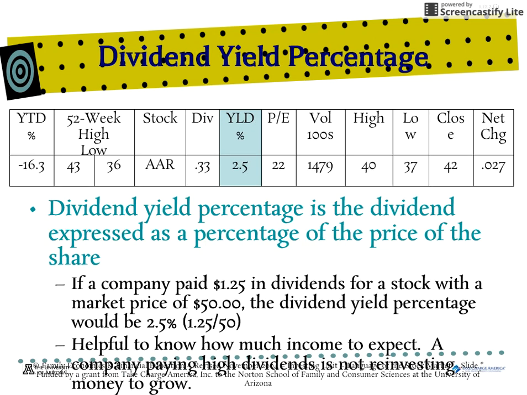Next one is dividend yield percentage. Dividend yield percentage is the dividend expressed as a percentage of the price of the share. If a company has paid $1.25 in dividends for a stock with a market price of $50, the dividend yield percentage would be 2.5%. So you would take the $1.25 divided by 50. This is helpful to know how much income to expect. A company paying high dividends is not reinvesting money to grow.